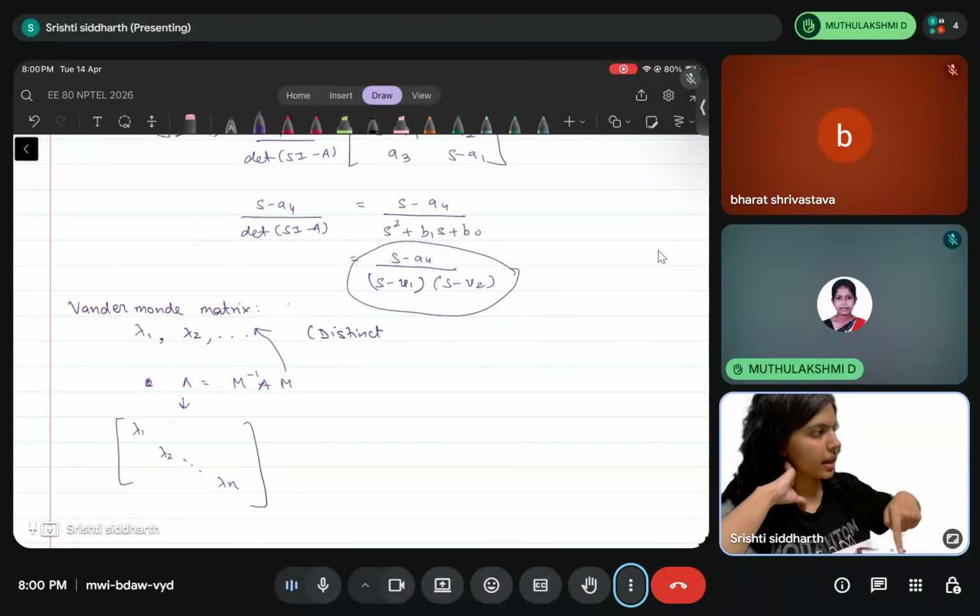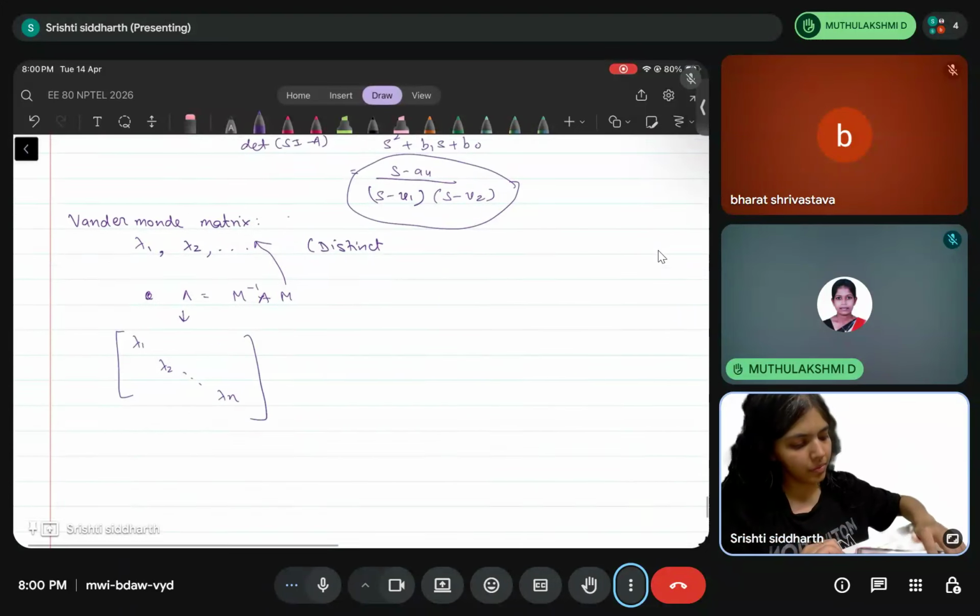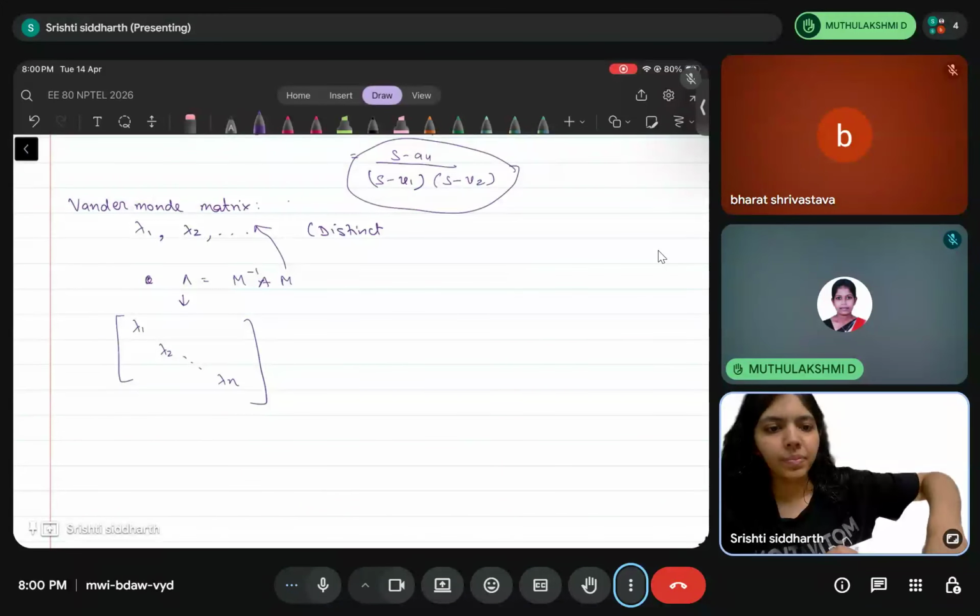This is for distinct eigenvalues. Then we can invert this and diagonalize the system.